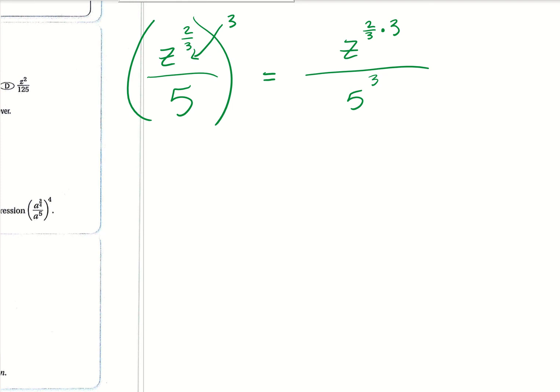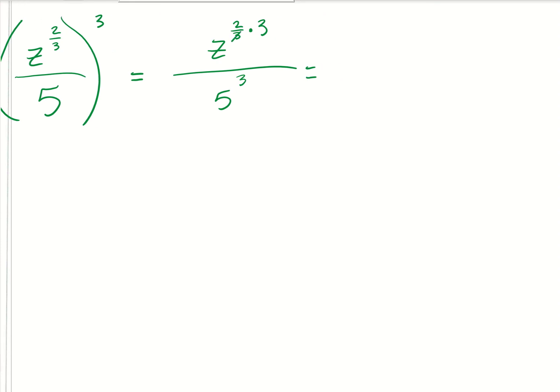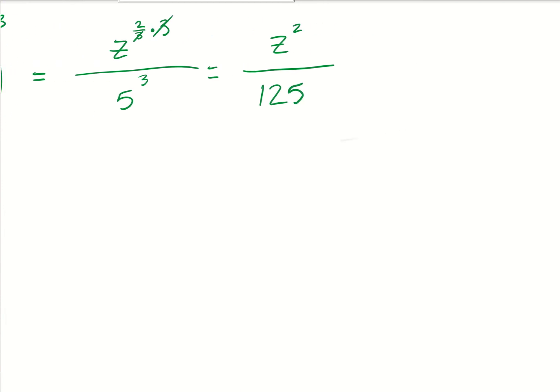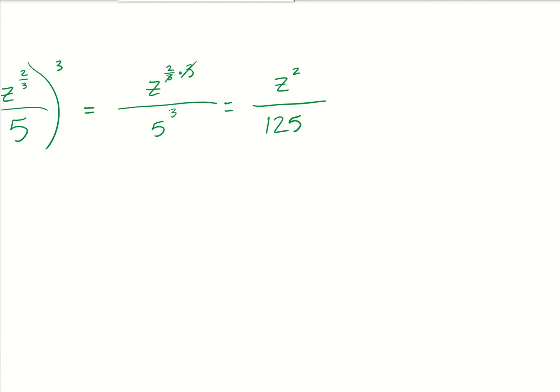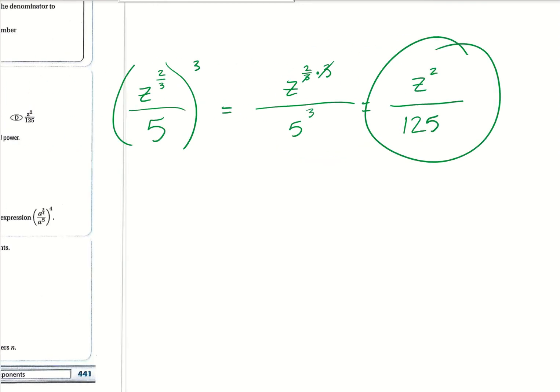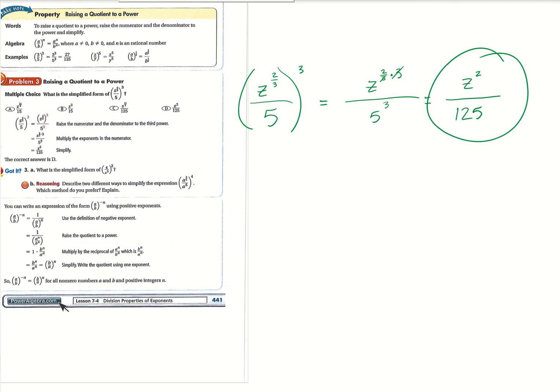So then we've got this. These 3's are going to cancel. Now we just have z squared over 5 to the 3rd. We should have memorized by now that 5 cubed is 125. And then actually that's it, right? We don't have to go any further than that. So we just end up with z squared over 125. Hopefully that one's not too bad.